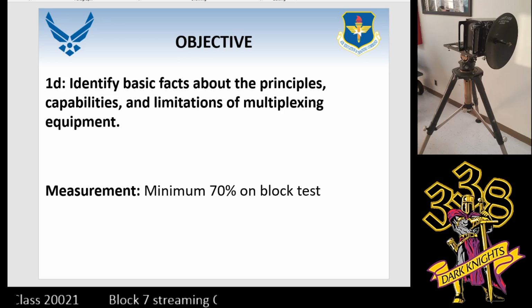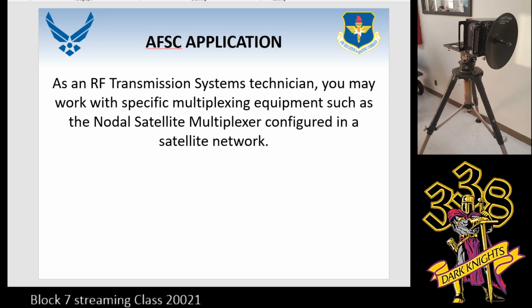Cool. All right, in Objective 1 Delta, we will identify the basic facts about the principles, capabilities, and limitations of multiplexing equipment. Slide. As an RF transmission systems technician, you may work with specific multiplexing equipment, such as the nodal satellite multiplexer configured in a satellite network. You're going to see these again in Block 9. I don't teach Block 9, so I don't know to what extent they actually use them, but it's fairly user-friendly as far as multiplexing equipment is concerned.